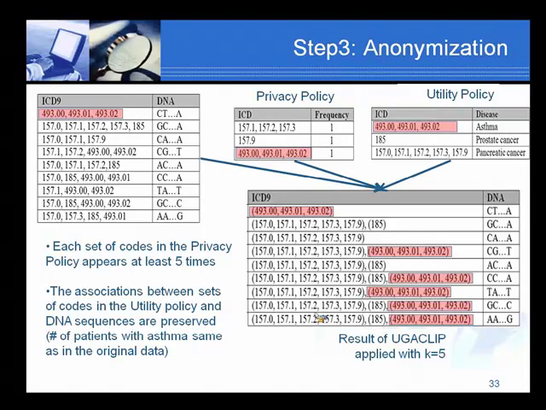Furthermore, the associations between sets of codes in the utility policy and DNA sequences are preserved. This is because the number of patients with asthma is the same as in the original data. You can see that whenever a person has this item in brackets, i.e. a combination of these diagnosis codes, it would always be associated with asthma in the original data. So this is what our method does to achieve utility. It preserves the associations between these codes and DNA sequences.